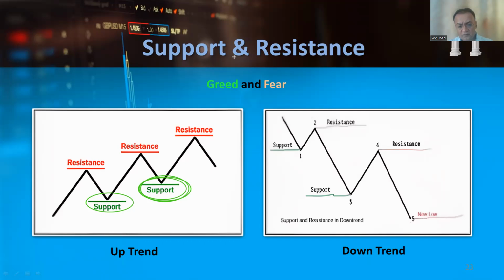Distribution zone is the same. We can say distribution zone is just like a supply zone. It is another word for resistance. Resistance, supply zone, and distribution zone all indicate the same thing. It is the area where the chart is supposed to fall. Clear?